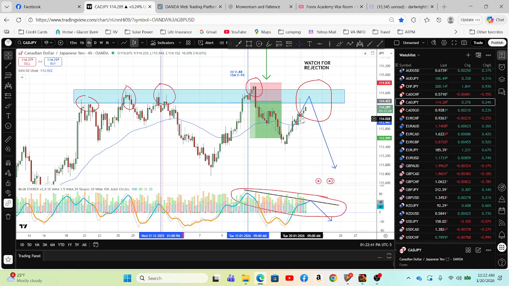So this is the first one that we're watching. I need to see it push into here. I need to see momentum come up a little bit higher, hook over, engulfing candle, and then I can start looking for volume. If I don't find volume, I don't take the trade.